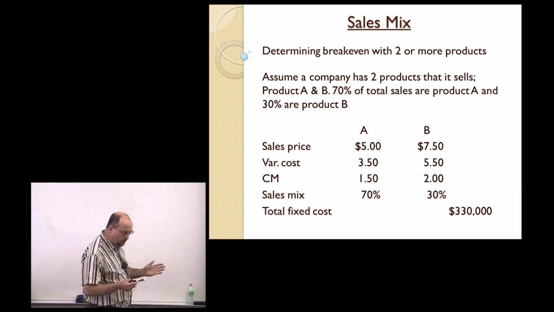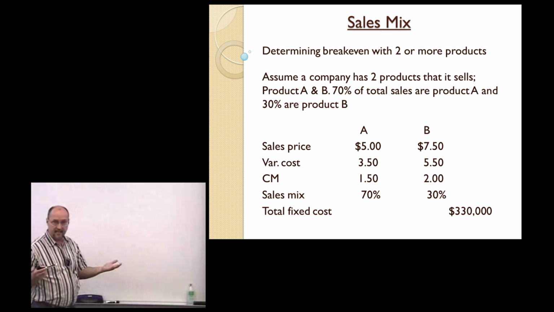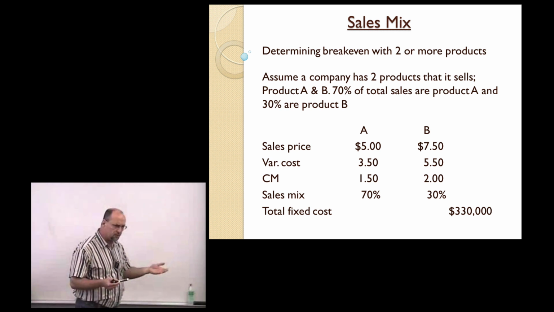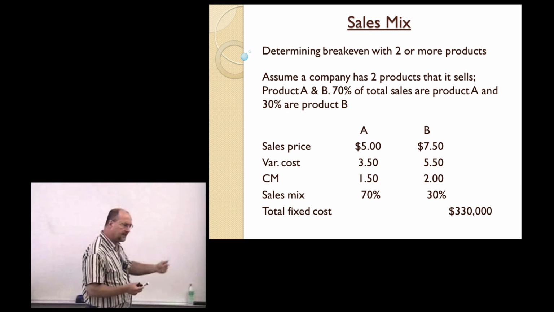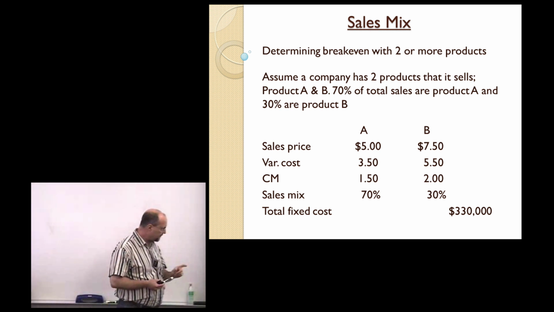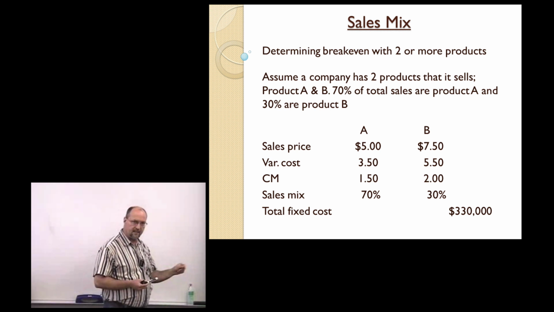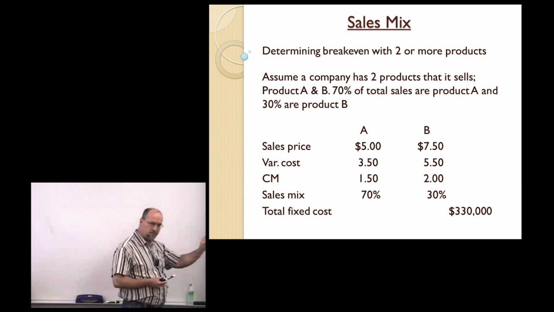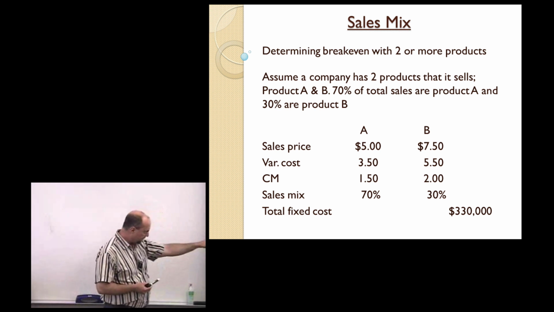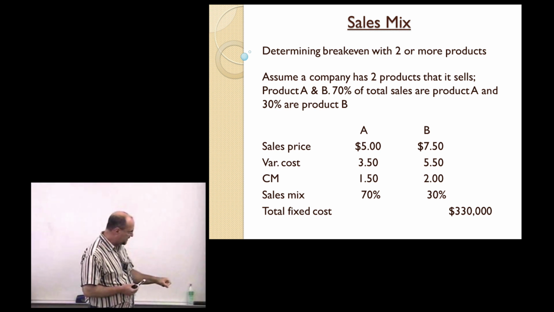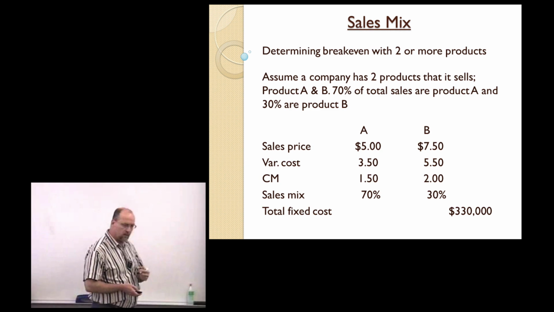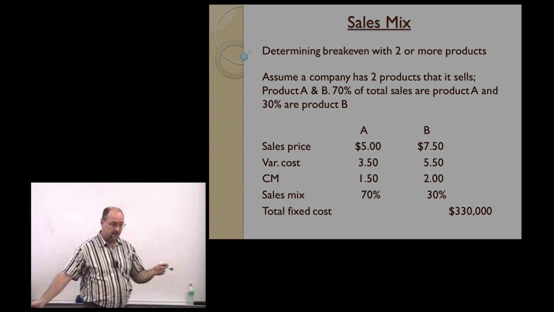Okay, now, if you don't have a consistent sales mix, you can't use this technique. But a lot of companies do. They have a primary product and they have secondary products. So what we do, and here's the trick here, is we're going to multiply the contribution margin per unit times the sales mix for each product. $1.50 times 70% and $2 times 30%. And then we're going to plug it back into our formula. Let's take a look.